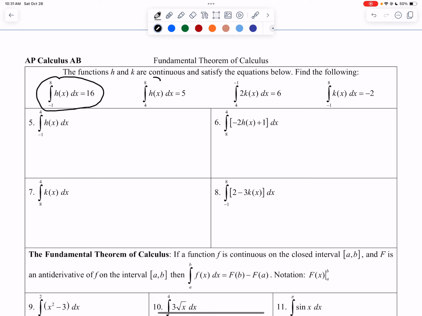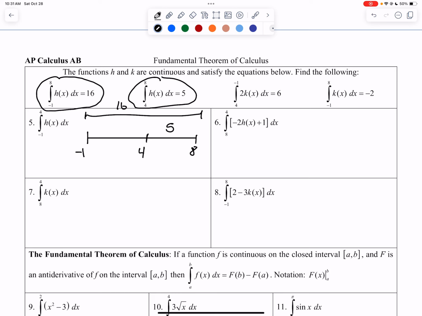So I have these two functions that represent h of x. And it might be helpful to maybe create a little number line to see what's happening. So here, from -1 to 8, this whole thing is 16. But from 4 to 8, this whole thing is 5, which means that from -1 to 4, it's going to be 11.